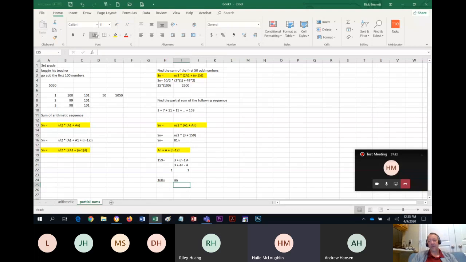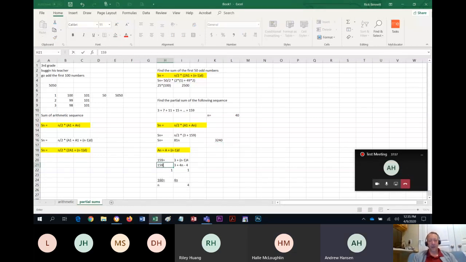Nobody wants to say, or nobody knows? It's going to be 159 equals 4n minus 1, and then add 1 to each side. So I've got 4n equals 160. And then just divide by 4 and you'll get 40. So in this case, your n equals 40. Now I can plug it back into this equation here, and I'm going to get 81 times 40, and that equals 3,240.